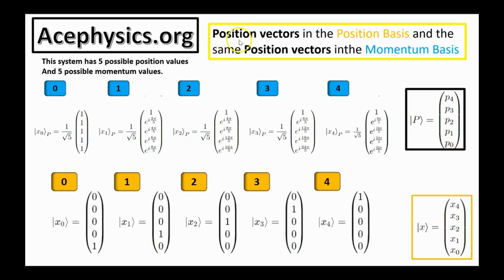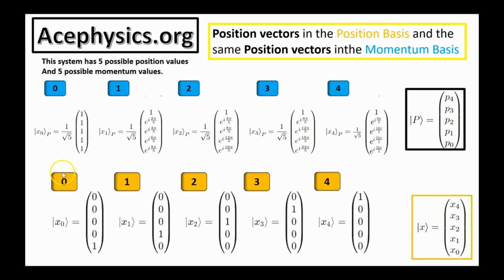The title of this slide is Position Vectors in the Position Basis and the same position vectors in the momentum basis. So now we'll learn what this nomenclature means. In the position basis, x0, for example, means that you're at position 0. x1 means you're at position 1. x0 here still means that you're at position 0.